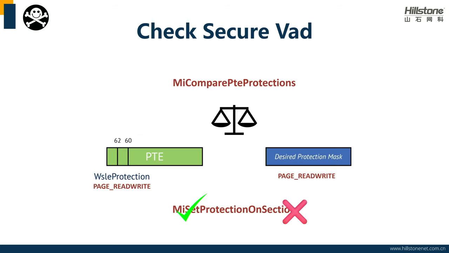And when changing the address protection, it calls MmCheckSecureVad to check if there's a special VAD event, as we talked about before. And when we call ComparePteProtection, it compares the page table protection with the desired protection mask we pass to VirtualProtectEx.